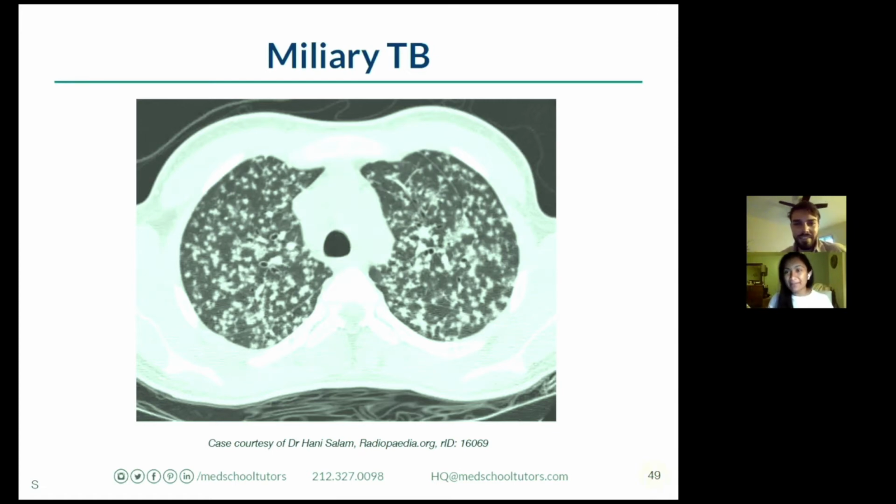So basically, the big thing about miliary TB is that it certainly goes to the lungs, but it can be everywhere. And one very common site for miliary TB is the adrenal glands. And the adrenal glands are very important in production of glucocorticoids, which are also involved in the entire RAS pathway system.